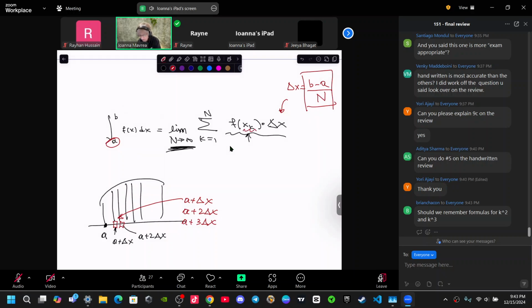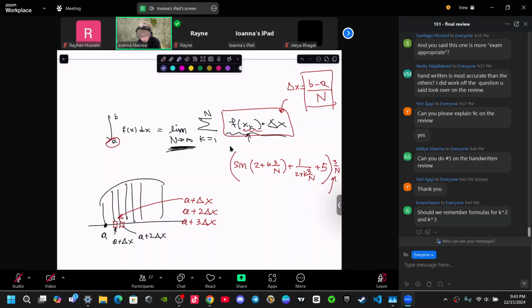So if you see inside here something that looks like sine of 2 plus k times 3 over n, plus 1 over 2 plus k times 3 over n plus 5, and that's multiplied by 3 over n, that tells me this is my delta x.